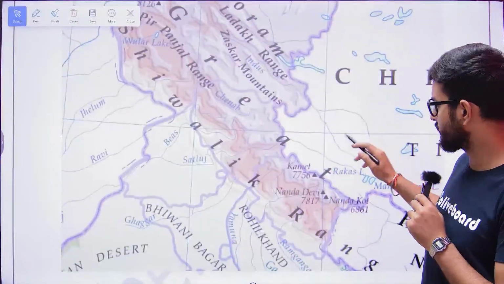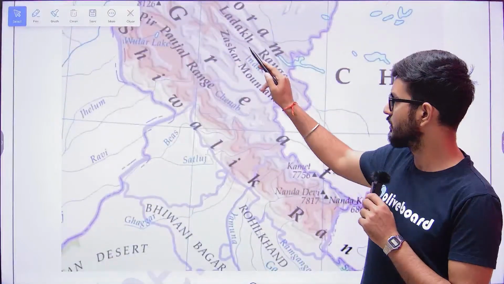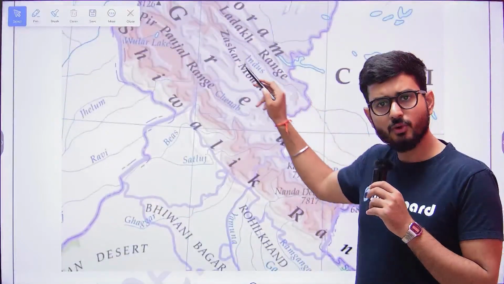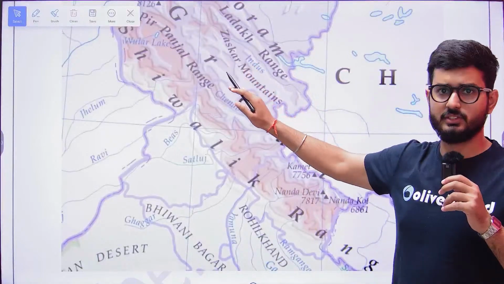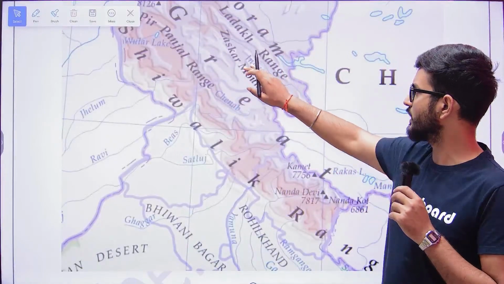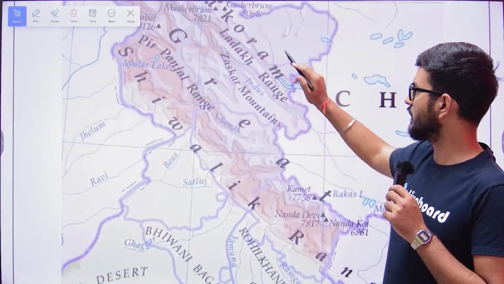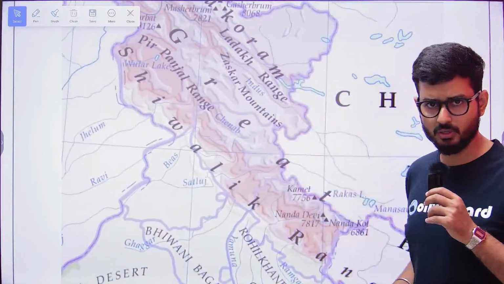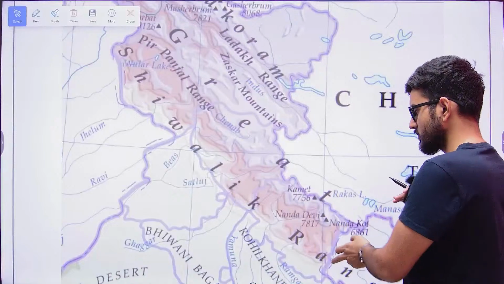Another formation of question is going to be which rivers are flowing through which of the mountain ranges. That means between the Ladakh and Zanskar, which river is flowing? Indus. Between the Ladakh and Karakoram, which river is going to flow? Shyok. So the examination will ask you in that.